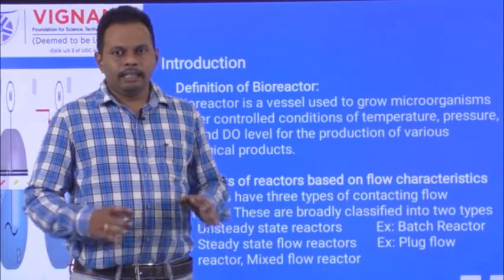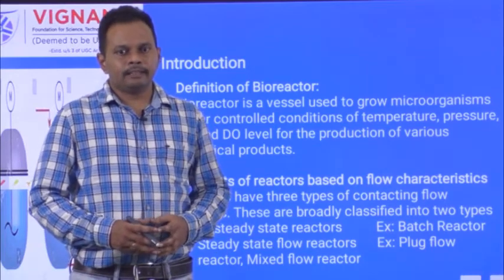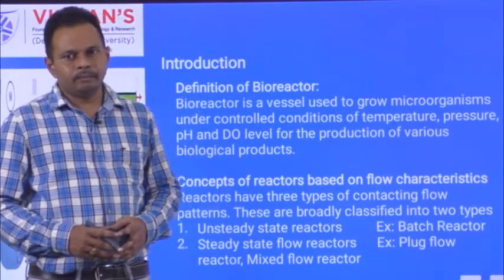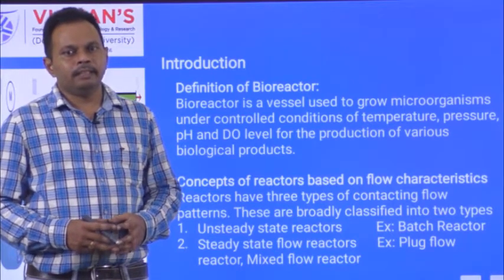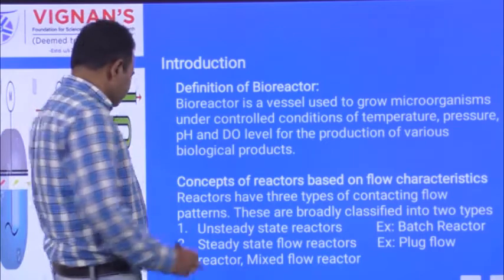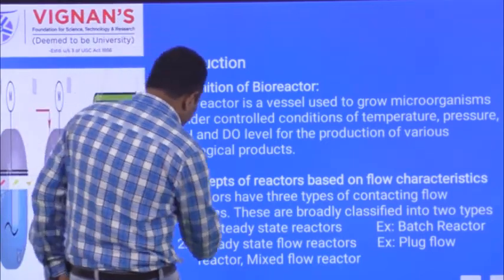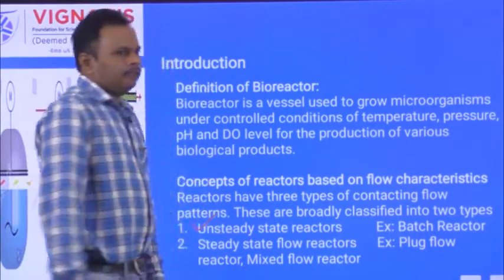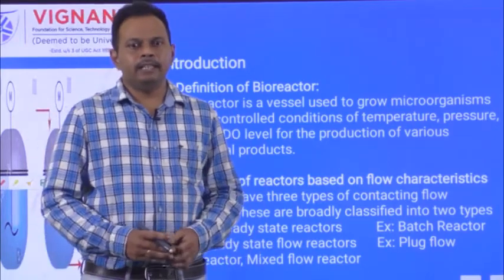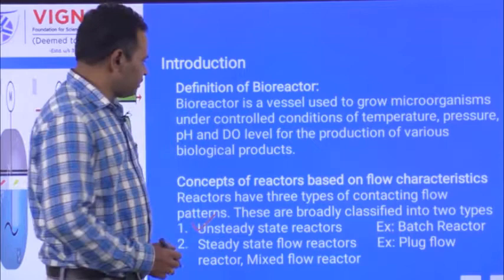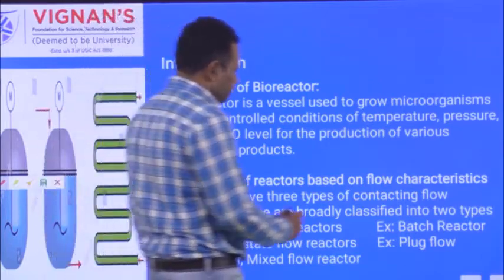So earlier we already discussed that reactors are majorly classified into two types based on the contacting flow patterns of the reactors. First one, these are the unsteady state reactors in which the concentrations of reactants vary with respect to time. The best example for unsteady state reactor is the batch reactor.